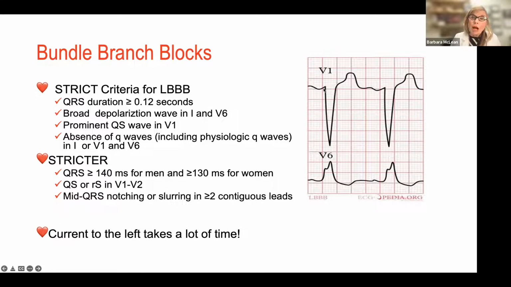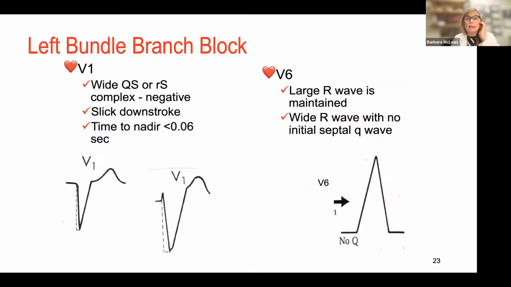QS, or a very tiny R, see that little R, and a big S, QS or RS in V1 and V2, and the width typically in women should be greater than 130 milliseconds. So that would be 3.5 boxes. And for men, 140, so that would be 3 3/4 boxes. So anything greater than 0.12, we're going to consider that. And remember, the current is always going to the left, and it's taking a lot of time.